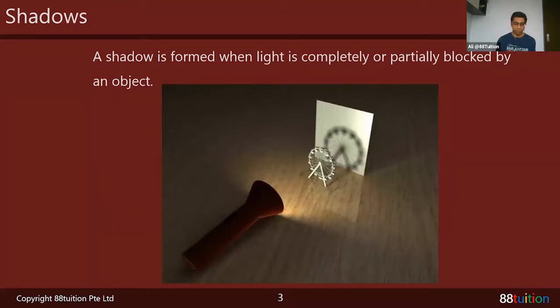A shadow is formed when light is completely or partially blocked by an object. You know this, right? Sometimes you know what a shadow means, but you cannot actually write it. We will ask you in the exam, how is a shadow formed? Oh, a shadow is formed in the dark. Wrong. A shadow is formed when there's no light. Wrong. You do not know how to explain how a shadow is formed. So you say a shadow is formed when light is completely or partially blocked. You see the full definition here on the slide.